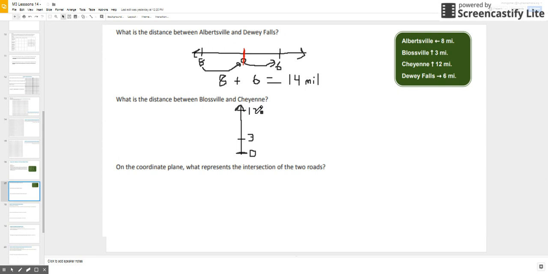These ones I wouldn't add together. Blossville is 3 miles from me, and Cheyenne is 12 miles from me, but the question is how far apart they are from each other. Well, that's not 15. We wouldn't add those. Because they're both going the same direction, both going upwards, we would subtract the numbers. So I get 12 minus 3, which gives me 9. So that would be 9 miles.